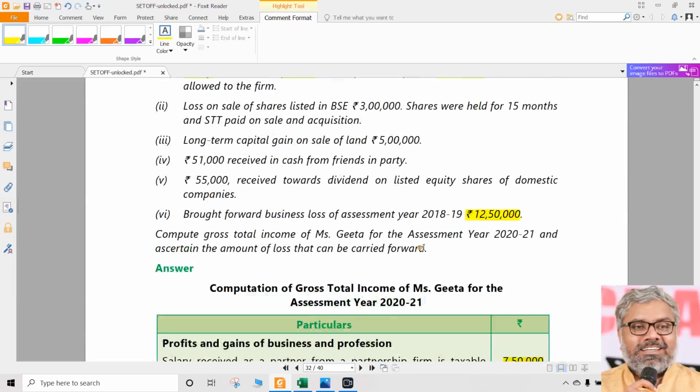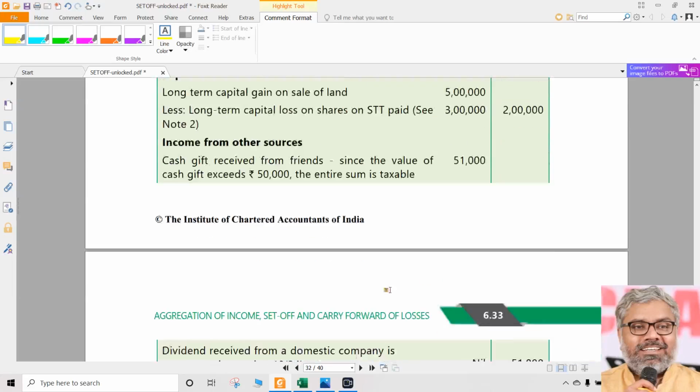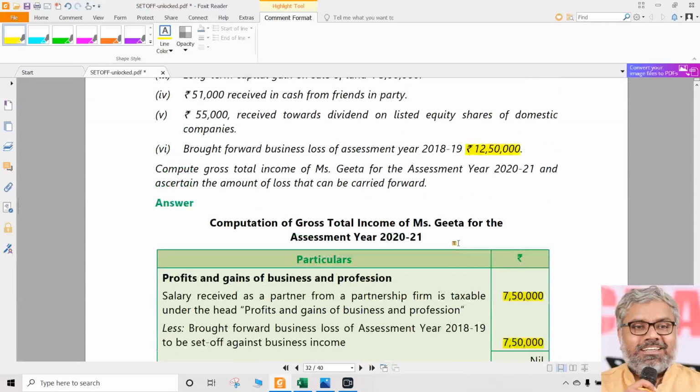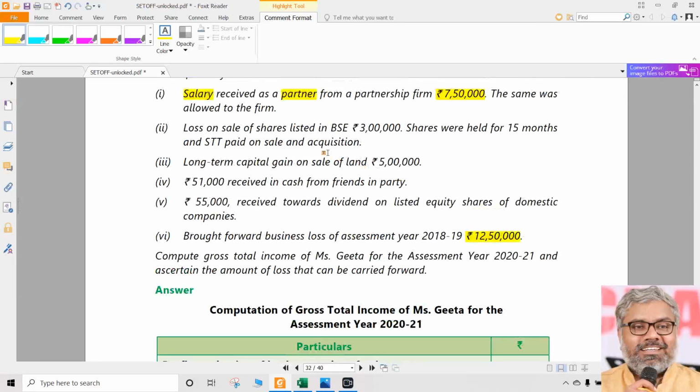How many years also you can write, because this loss is related to assessment year 18-19. We have completed assessment year 19-20 and 20-21, which we set off. Means 6 more years, the remaining 5 lakhs rupees can be carried forward. That's it.